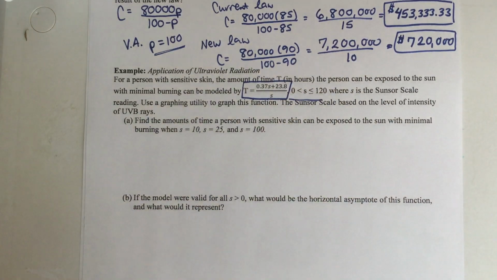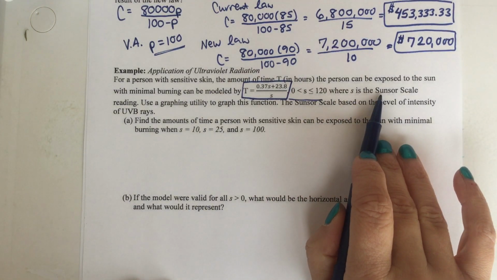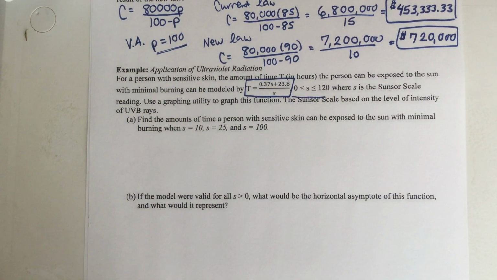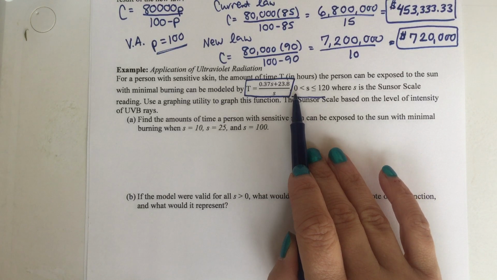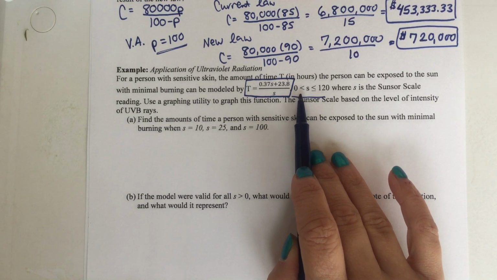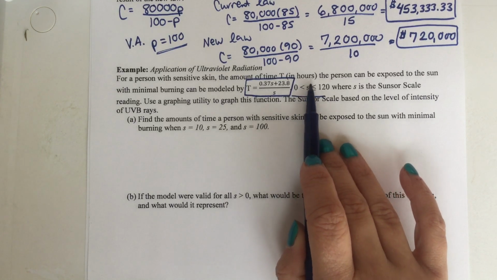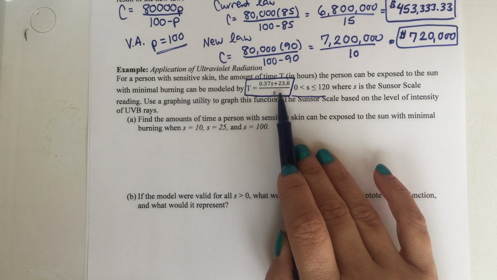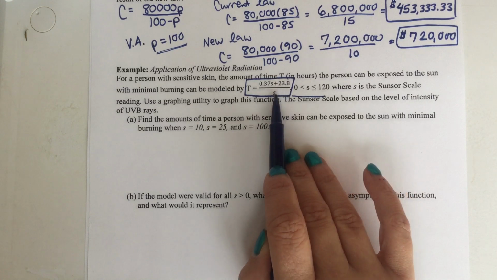S is your sensor scale reading. Okay, so it basically tells you how intense the UVB rays are at that time. It's anything from 0, and you can't have 0, because even if it's cloudy outside, did you guys know you can still get sunburnt? That's why here we can't have a 0. Also, if you look at our function, that would be our vertical asymptote, because I cannot cross this off.